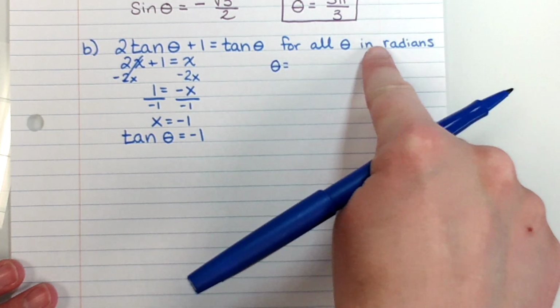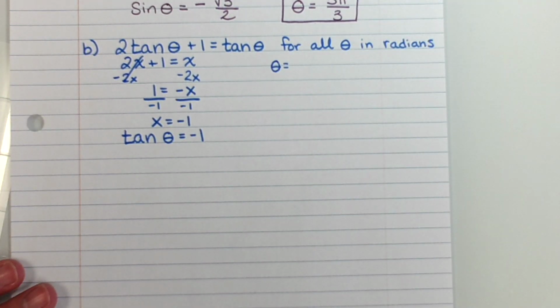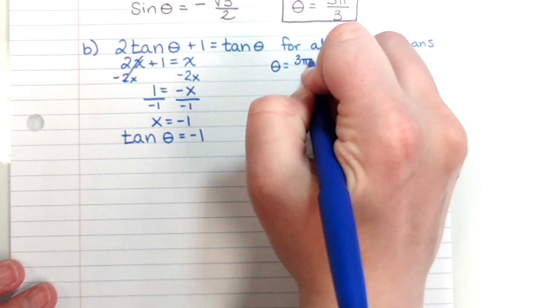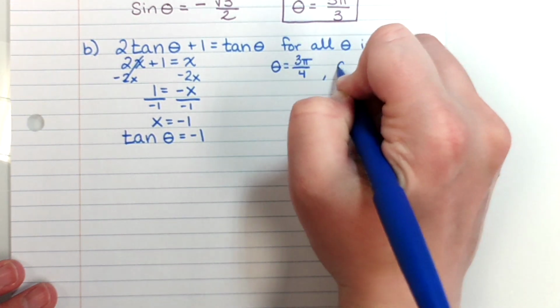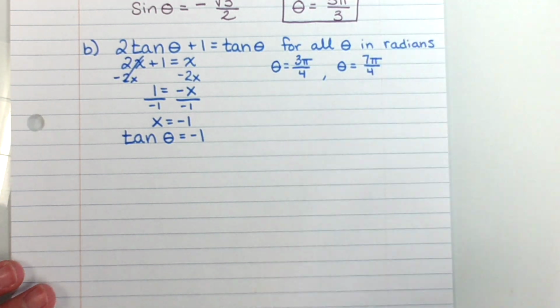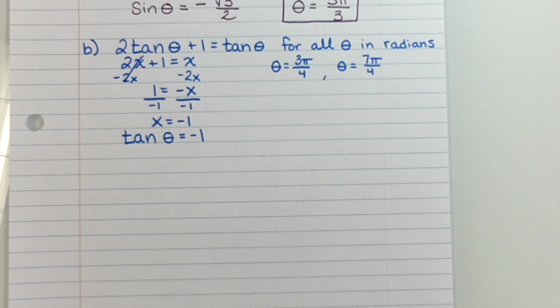For all theta in radians. So first off, make sure that you're looking at the right units. 3 pi over 4. 7 pi over 4. Okay, so I've got the right units. Am I in the right range? Not quite. I want all theta in radians.